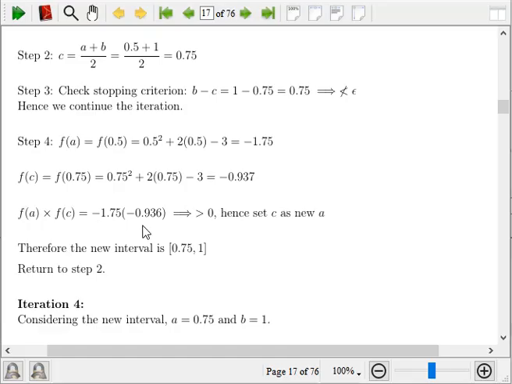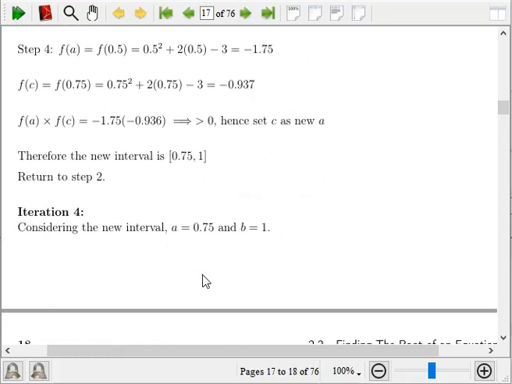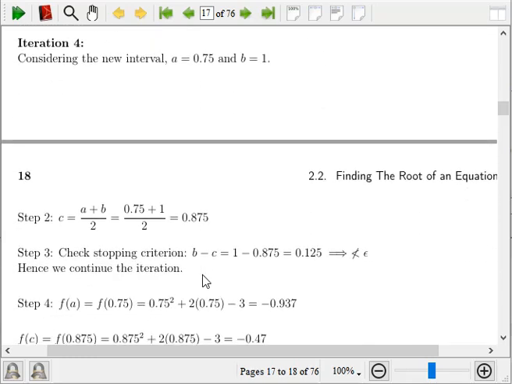So negative times negative will definitely be positive, and since it's positive, we are going to set c as our new a. So this is c, it becomes the new a, and the interval becomes 0.75 and 1. So we move on again. So that is the interval. We find c.